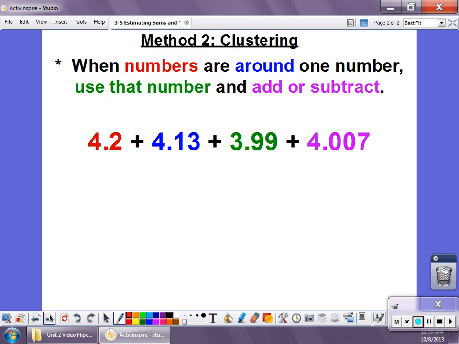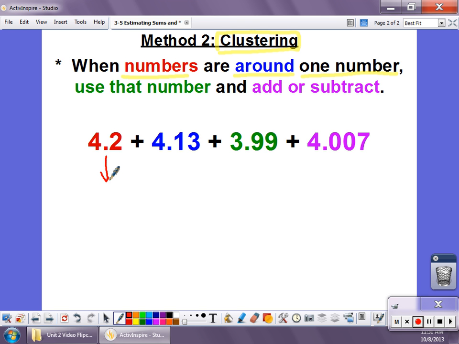Now the second method that we can use to help us estimate sums and differences is called clustering. Clustering only works in a very specific situation, when the numbers are all around one of the numbers. Okay, so if you look at this, we can see that all of these numbers, 4.2, 4.13, 3.99, 4.007, which is not the correct way to say them, but all of these numbers are very close to 4. They're all clustered around the number 4.